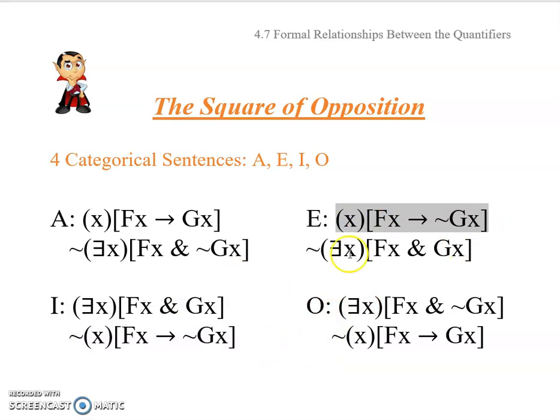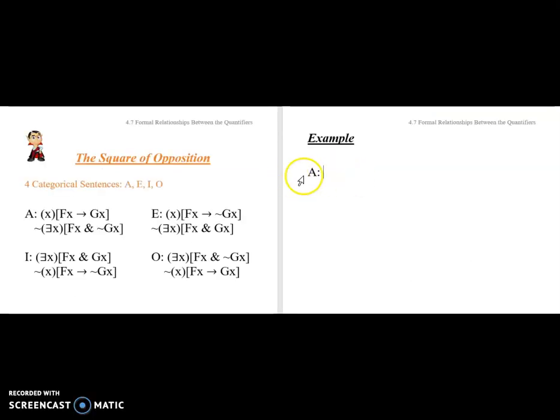Let me give you an example of what you're looking at in ordinary English. So let's look at a categorical A statement in ordinary English. All F's are G's. So let's say all whales are mammals. Notice that's a true statement. My question for you is, where F is being a whale and G is being a mammal, what would the corresponding O statement look like?